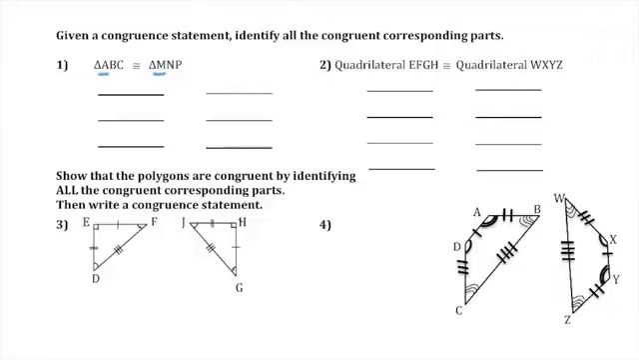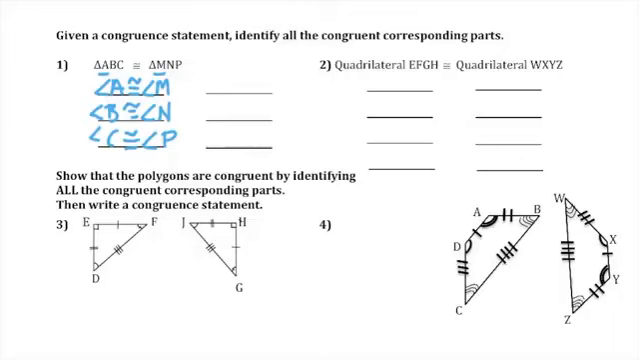So the first letter in each of these is A and M. So those two angles are congruent. And we'd write that as angle A is congruent to angle M. And then we'd go to the next two, which would be angle B is congruent to angle N. And then the third one, angle C is congruent to angle P.